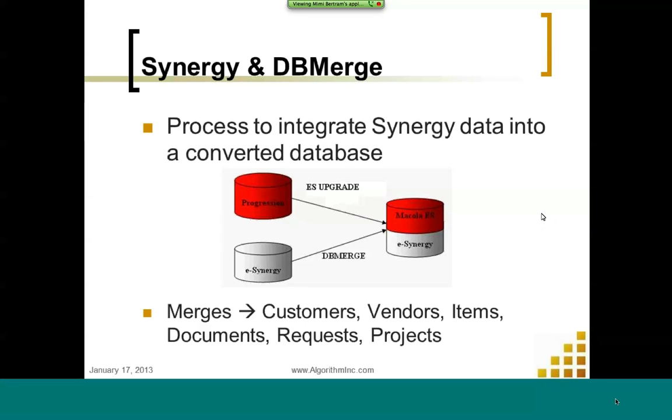So once we get your Progression data via the ES upgrade into the Macola ES format, we then take the eSynergy data that's out there and run the DB merge on it to make one database. And what that merge does, as you can see, it looks at customers, vendors, items, documents, requests, and projects, and it merges those together.